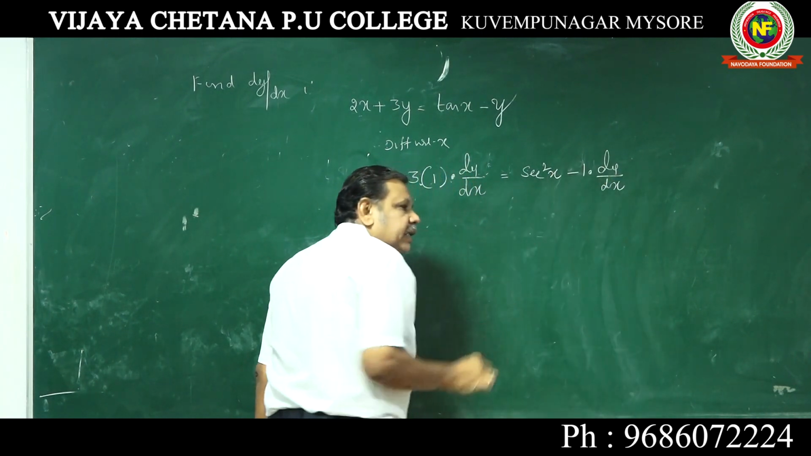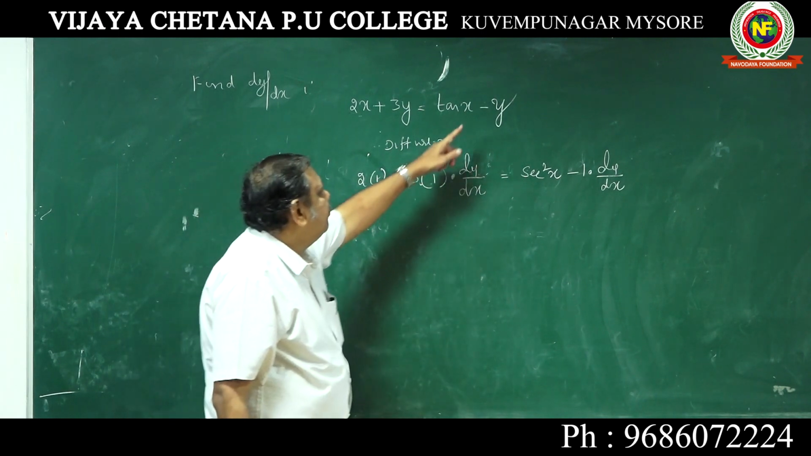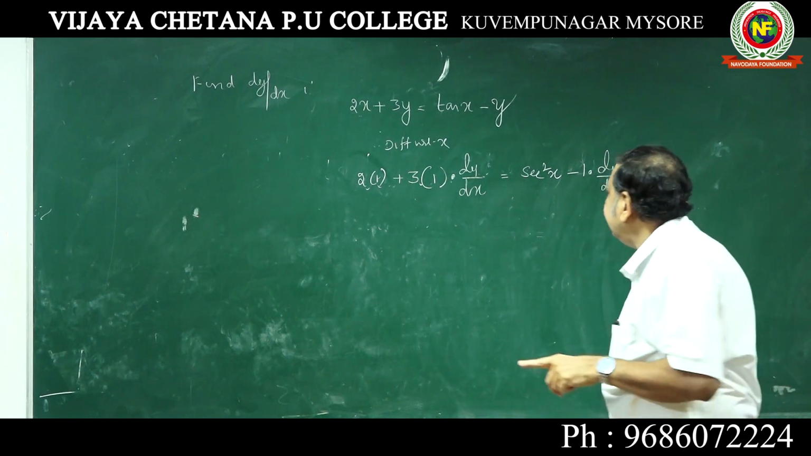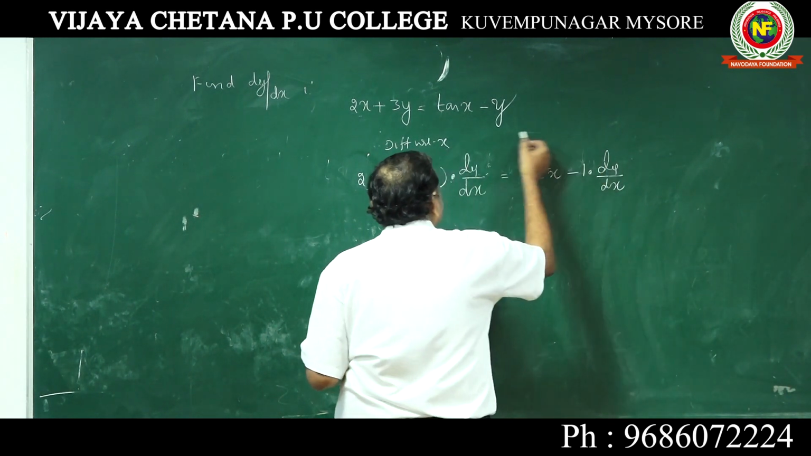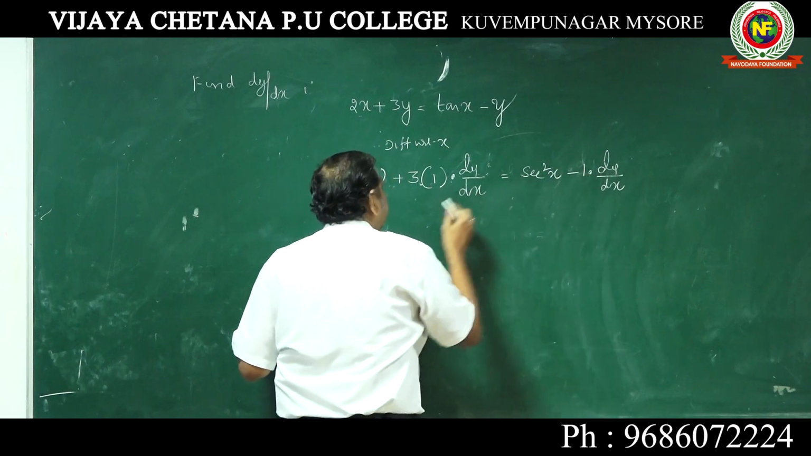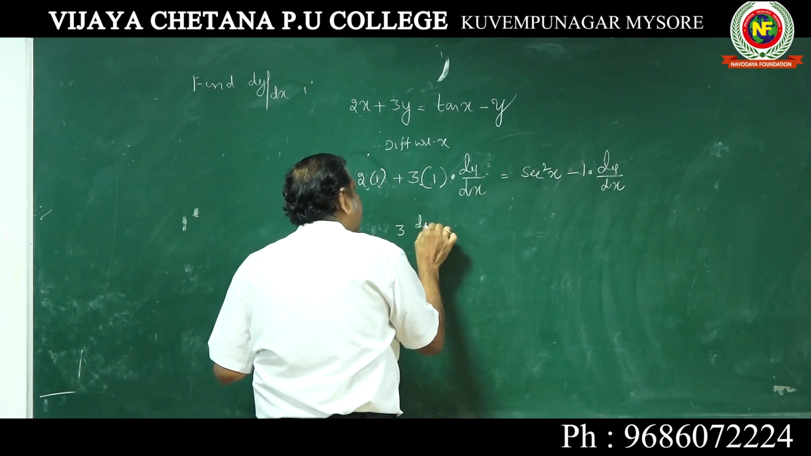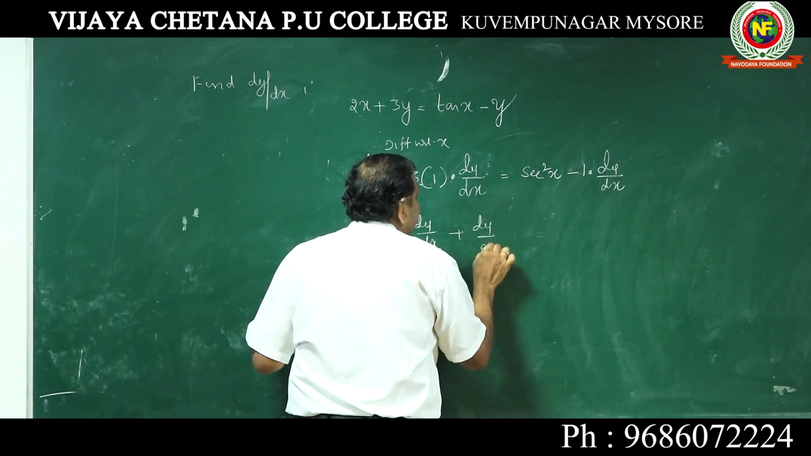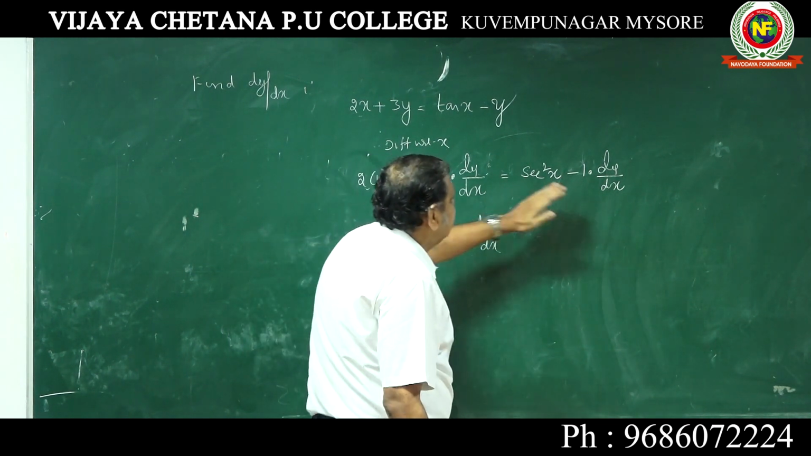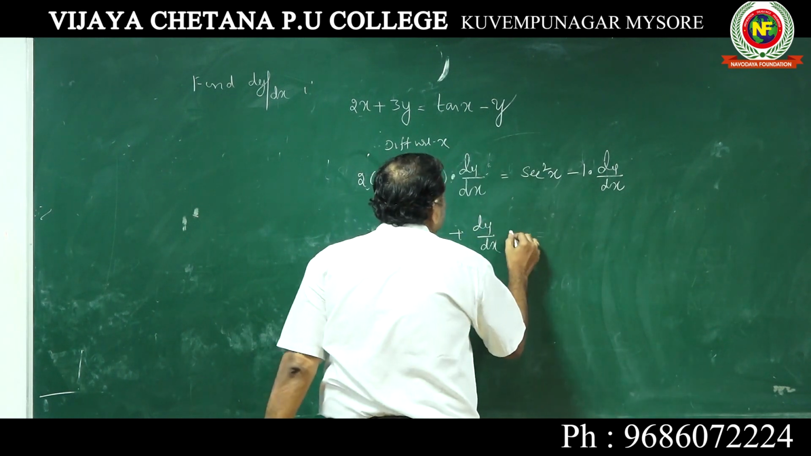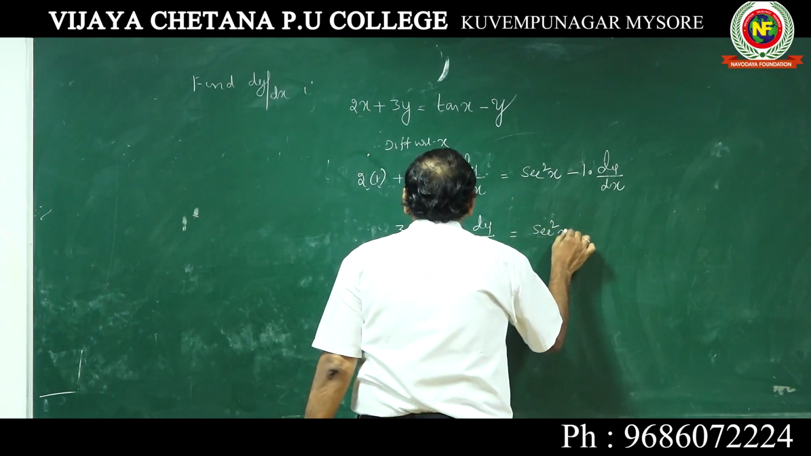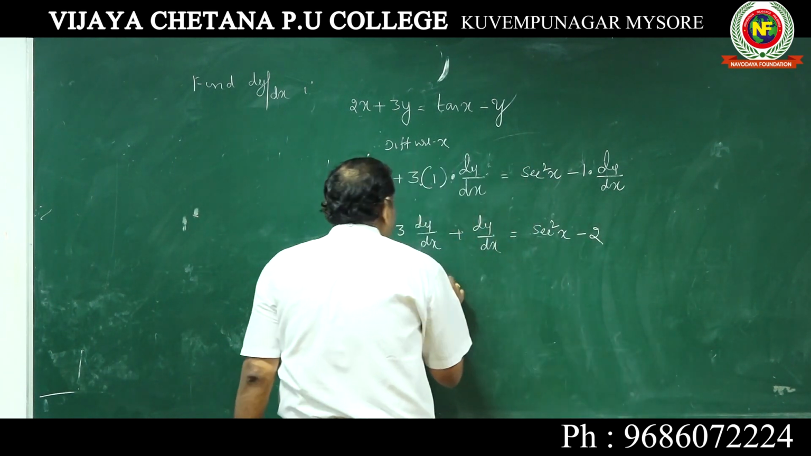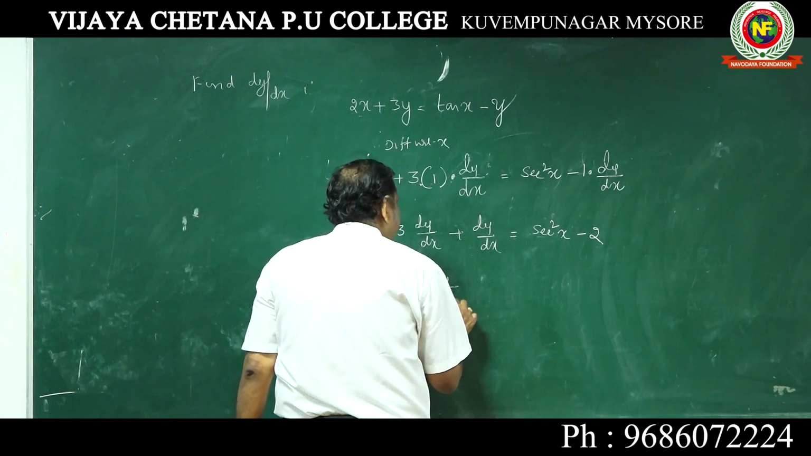This is very important. Many students forget minus y, 1 into dy by dx. Now shift dy by dx to the left side, the other terms to that side. That is 3 into dy by dx plus dy by dx. Take this 3 dy by dx, shift this plus dy by dx, equal to secant square x minus 2. Shift the other terms without dy by dx to the right side. Now dy by dx can be taken outside.